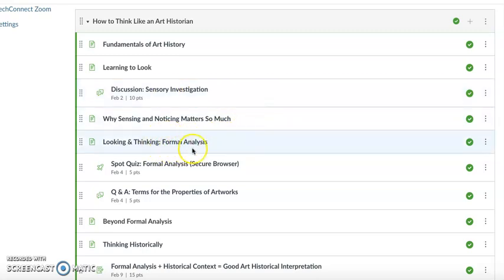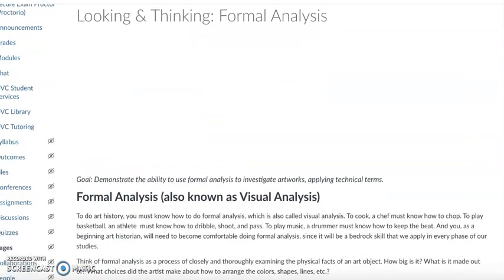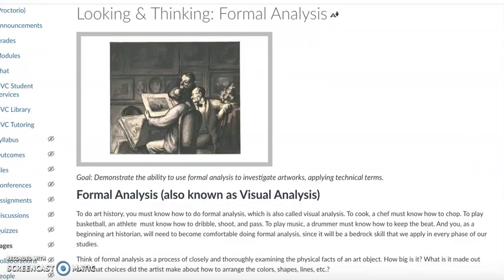And then you learn how to do that in a more technical way using the art historical technique of formal analysis, which involves a lot of terminology, vocabulary. So you have a little spot quiz, 5 points, just 5 questions, tied to this page so that you can pause and make sure you've understood everything.